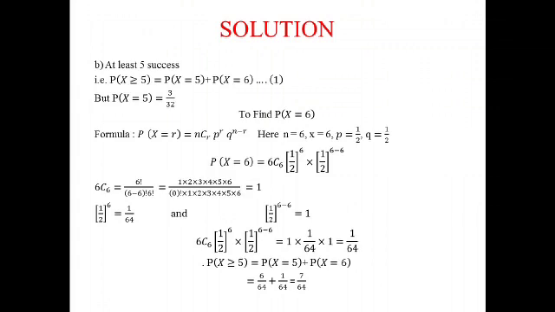Therefore, the probability of x greater than or equal to 5 is equal to P(x = 5) plus P(x = 6). That is 6 by 64 plus 1 by 64. That is equal to 7 by 64.